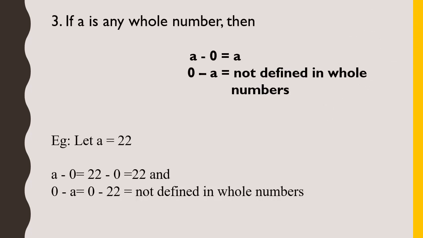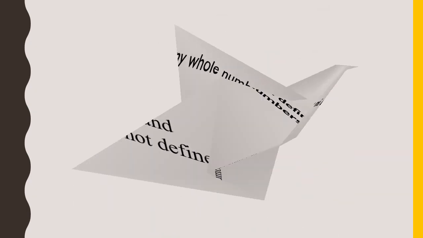The third property is, if a is any whole number, then a minus 0 is equal to a, which is common sense: if we subtract 0 from any number, we get the same number. But 0 minus a is not defined. We will not get any answer for this. Let's see, if a is equal to 22 and we use a minus 0, we get 22 minus 0, which is 22 as the answer, but we cannot do 0 minus 22. It is not possible in whole numbers. Now, let's move on.